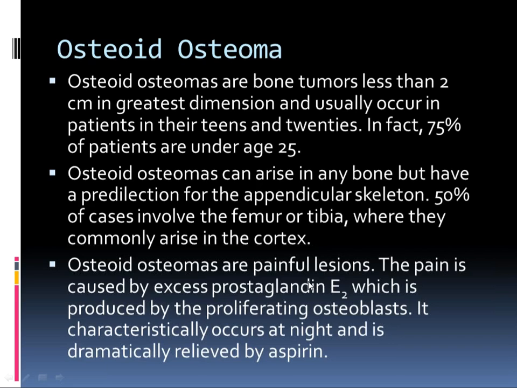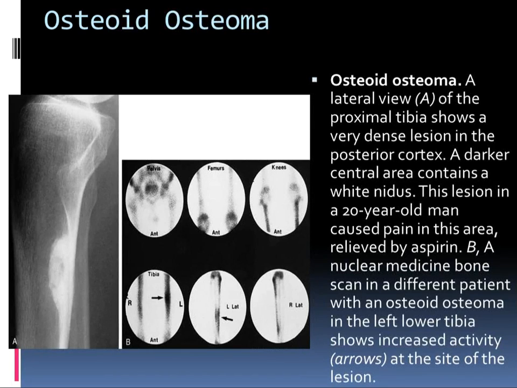It characteristically occurs at night. Pain occurs very characteristically at night and is dramatically relieved by one drug, aspirin. So these are the typical clinical features. Pain occurs at night, and let's say there is some bone nodule somewhere, with night pain relieved by aspirin. Then we can think of osteoid osteoma. So this is the osteoid osteoma. See in this region.